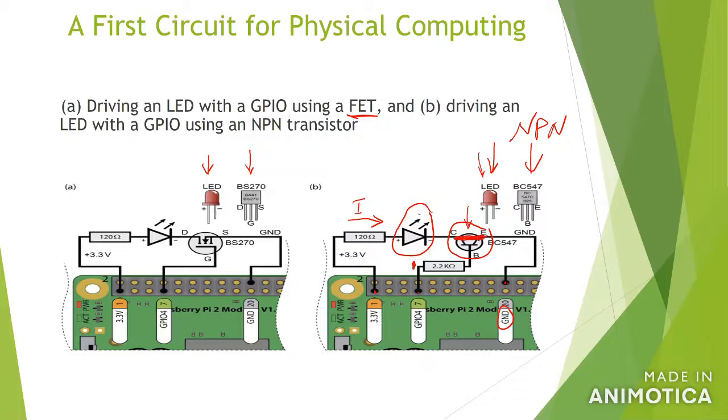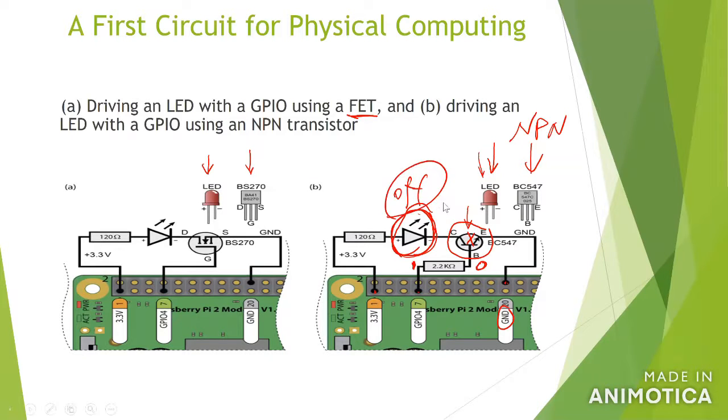This current will light up the LED. However, if you have a zero, zero in fact will make this transistor open. So that means you don't have any connection between C and E. If you don't have connection between C and E, that means you don't have current. If you don't have current, then the LED will be off.